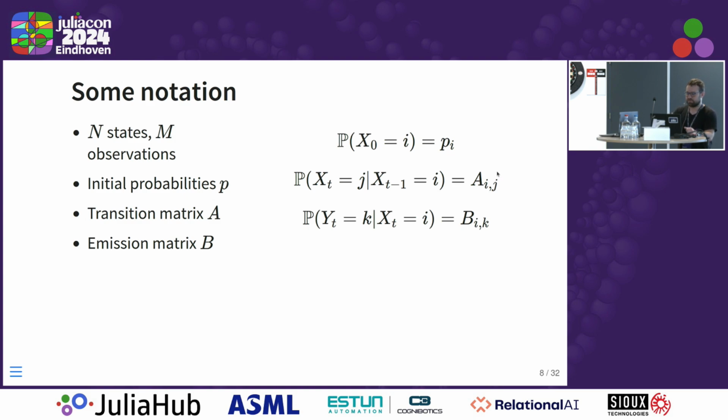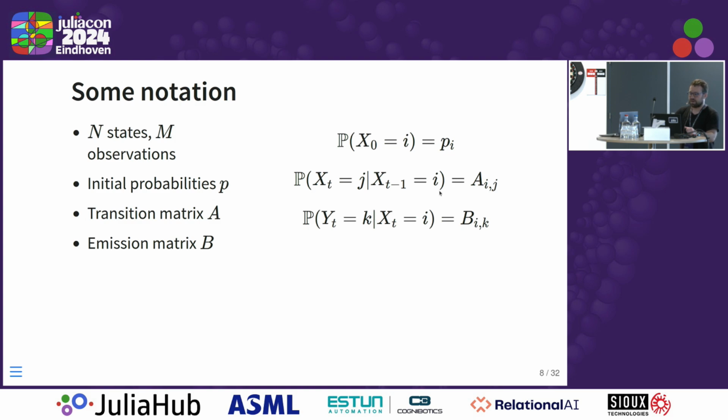And this is stored in the matrix A. And finally, you need to represent how your observations are generated. And here, in the simplest of cases, you can represent it as another matrix B, which tells you that when I'm in state i, I have a certain probability of emitting observation k.